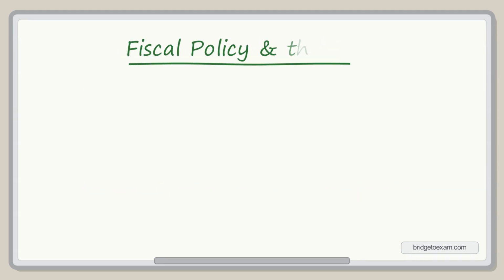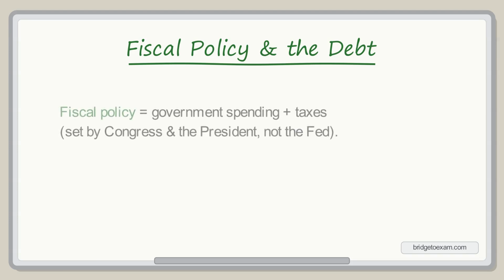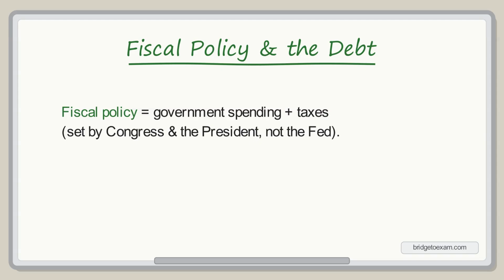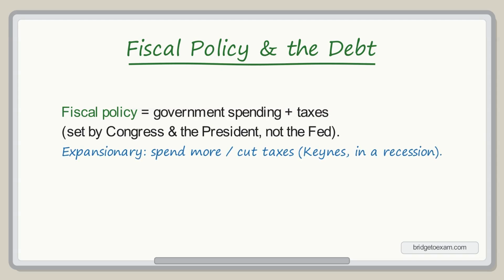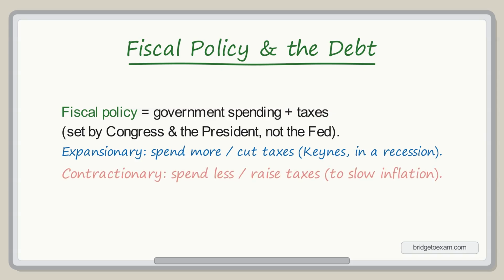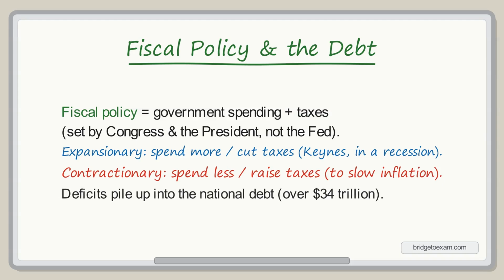The second lever is fiscal policy, government spending and taxes. Unlike the independent Fed, this is set by Congress and the President through the budget. To fight a recession, the government uses expansionary policy, spend more or cut taxes to boost demand. This is the Keynesian idea. When private spending collapses, government becomes the spender of last resort. To fight inflation, it does the reverse, contractionary policy. Spend less or raise taxes. But spending more than you collect creates deficits, which pile up into the national debt, now over $34 trillion.